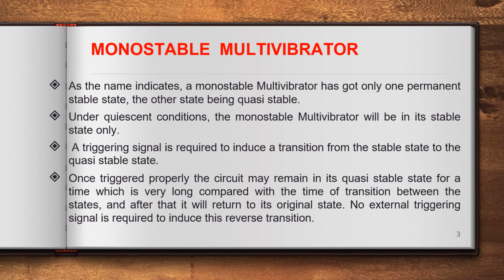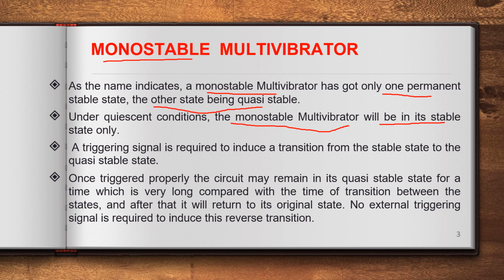Monostable multivibrator. As the name indicates, mono means one. Monostable multivibrator has only one permanent stable state, the other state being a quasi-stable state. Under quiescent conditions, that means as soon as the circuit is connected to supply, when it is properly biased, the monostable multivibrator will be in the stable state only.